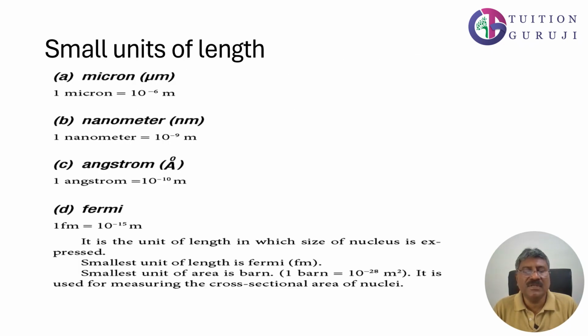For measuring very small lengths, we use the micron, which is 10 raised to minus 6 meter, or the nanometer, 10 raised to minus 9 meter, the angstrom, 10 raised to minus 10 meter, or the Fermi. Fermi is 10 raised to minus 15 meter, usually used to measure the size of nuclei or atoms. The smallest unit of area is the barn. One barn is equal to 10 raised to minus 28 meter square. It is used for measuring the cross-sectional area of a nucleus.